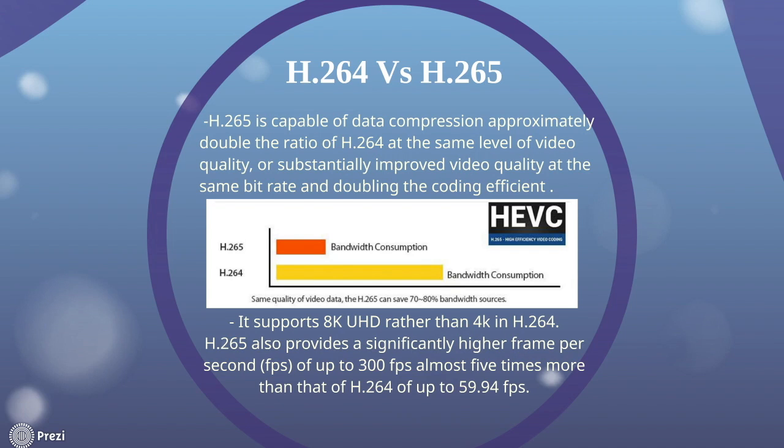H.265 also provides a significantly higher frames per second of up to 300 FPS, almost 5 times more than that of H.264, which is up to 59.94 FPS.